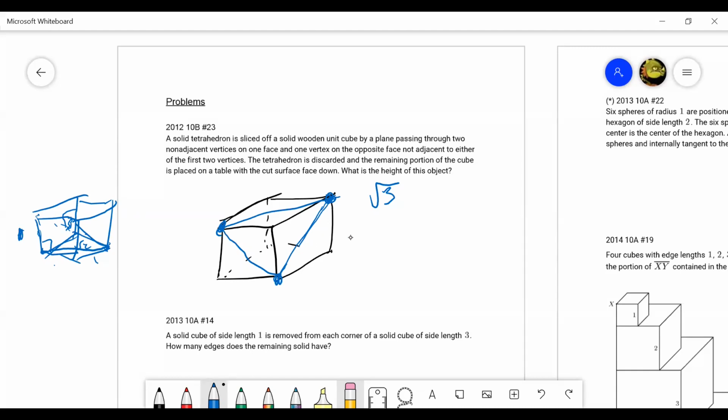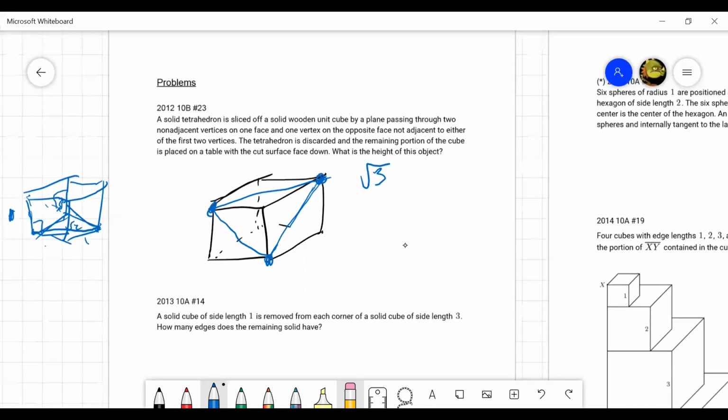Now, how would we do this? First of all, does anyone have any ideas as to how we should find this height that we have to subtract? I'll give you all a minute or so to think about it.